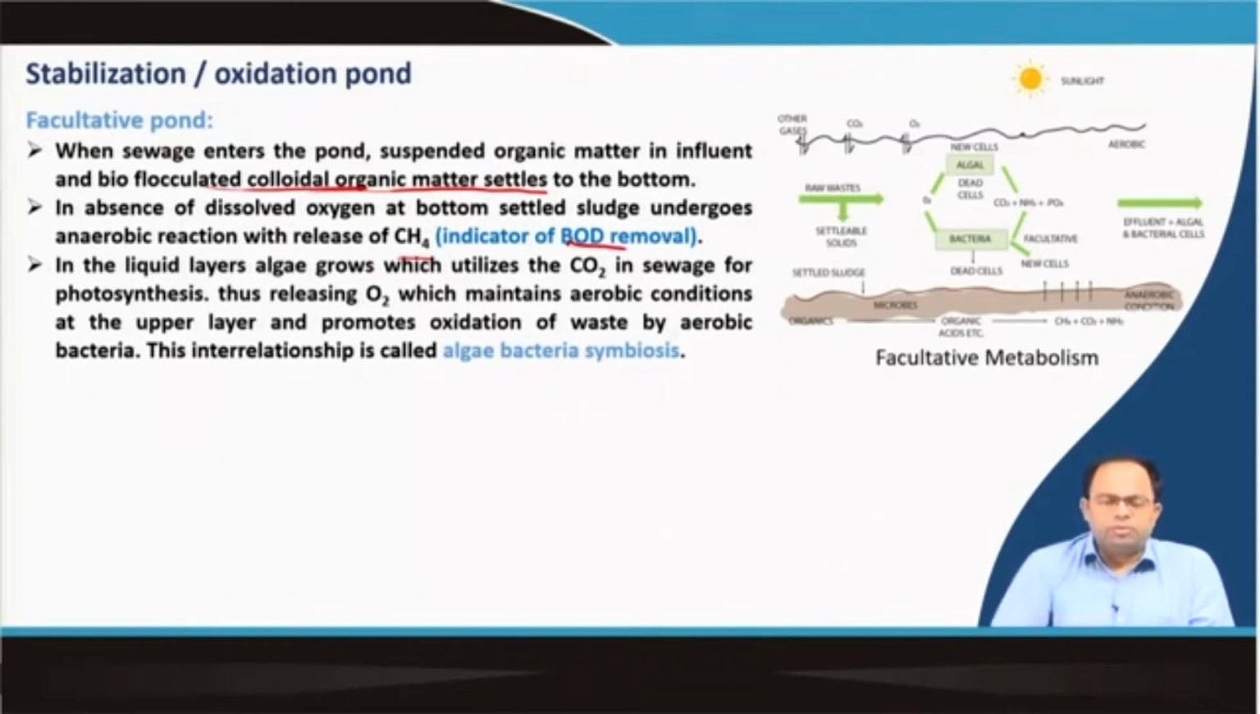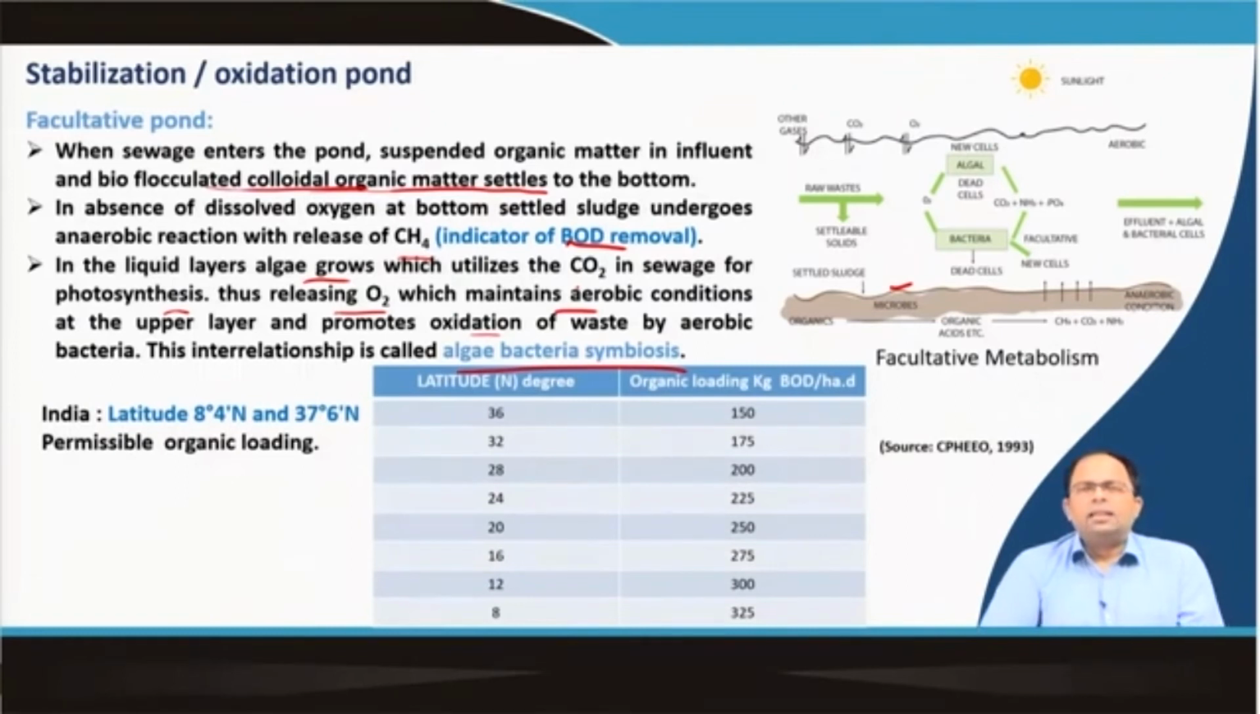which actually also indicates that BOD is also removed. So, in the upper layers, algae grow, which utilize the CO2, as we were talking about, for photosynthesis, and that releases O2, which results in aerobic conditions, and in the upper layers this oxidation happens due to aerobic bacteria, and this interrelationship is known as algae-bacteria symbiosis. So, that is what is illustrated in this particular image.